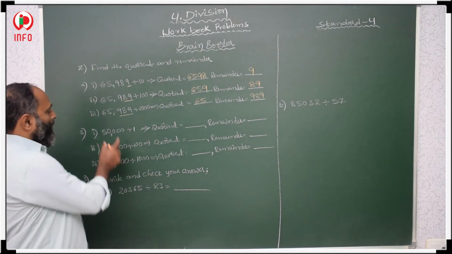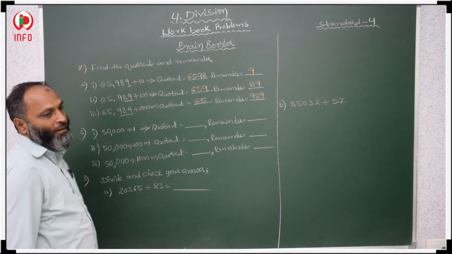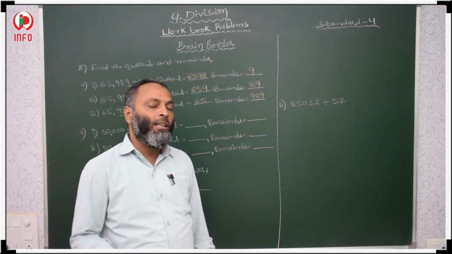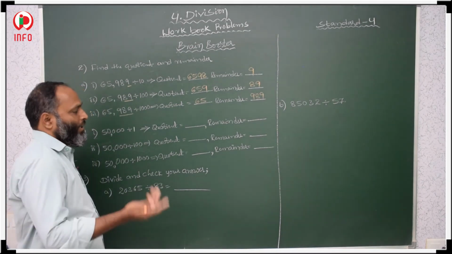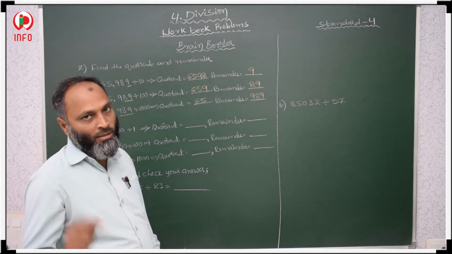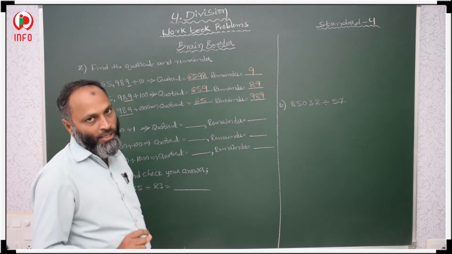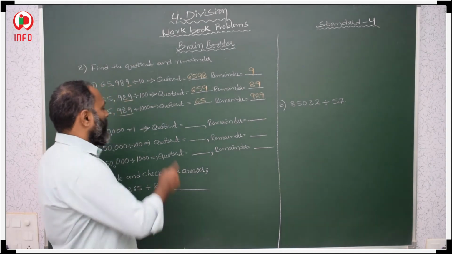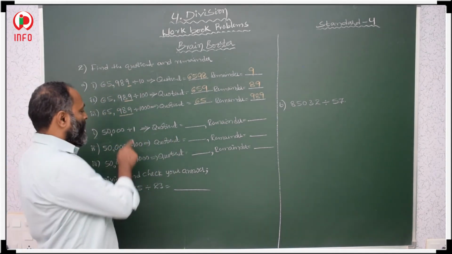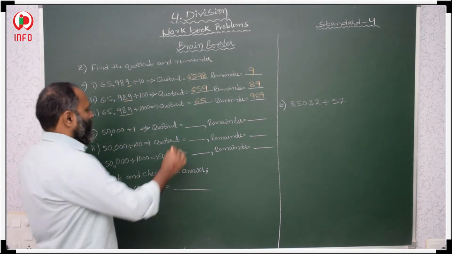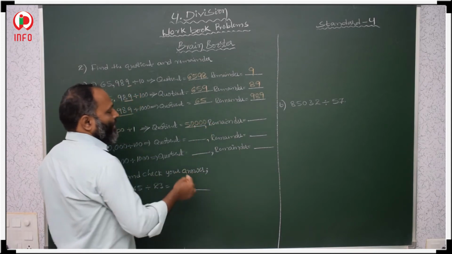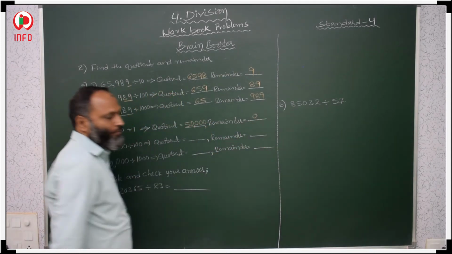Next, here 50,000 divided by 1. If any number is divided with 1, what is the answer? The number itself is the answer, and the remainder is 0. So 1 divides all numbers, except 0. Then the quotient, whatever number is given, that is our quotient. Why? Because 1 divides it. So 50,000 is our quotient and remainder is 0.